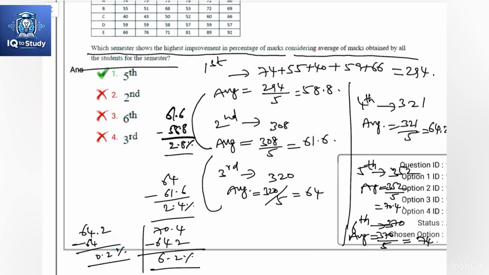and next fourth to fifth semester is 70.4 minus 64.2, which is 6.2%, and from fifth to sixth is 74 minus 70.4, which is 3.6%. Here, highest improvement in percentage of marks is in fifth semester, which is 6.2%. So, option 1, fifth semester is correct.